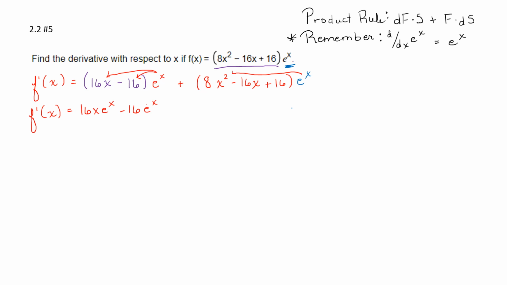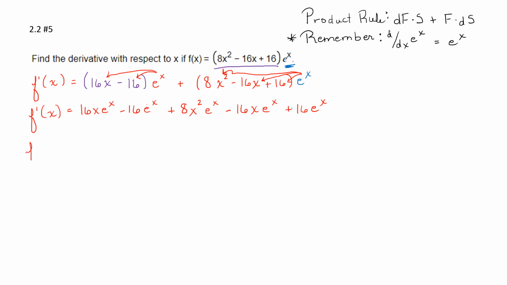I've got the e to the x times 8x squared. That'll give me a plus 8x squared e to the x. E to the x times negative 16x will give me negative 16x e to the x. And then finally, to the 16, I get plus 16 e to the x.